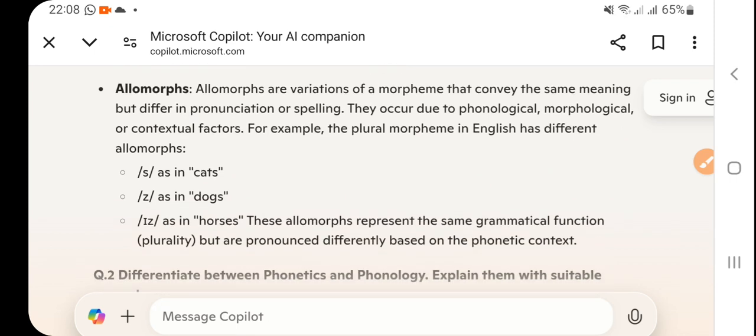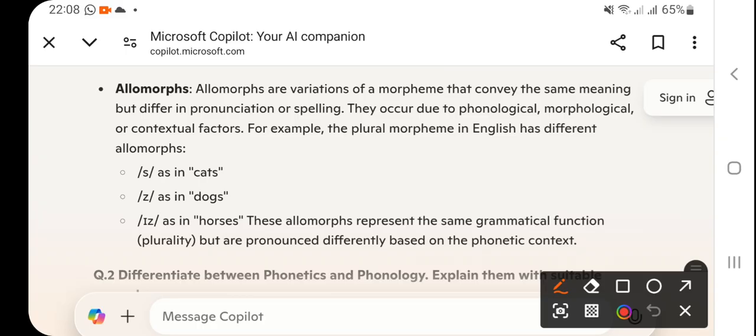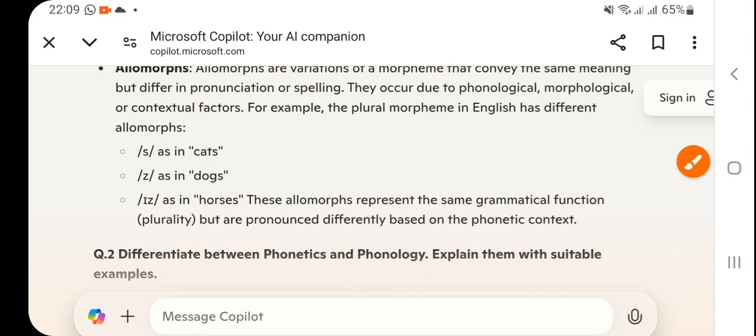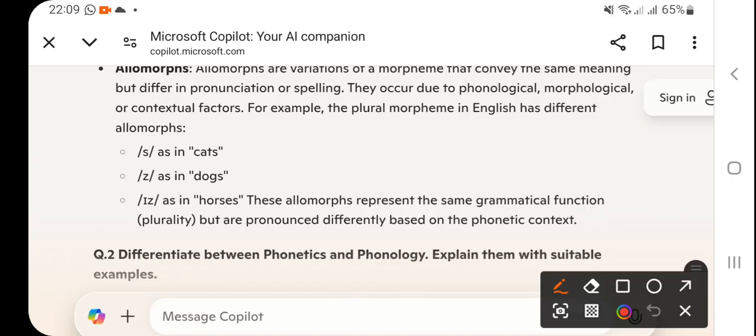Allomorphs are the variations of a morpheme that convey the same meaning. Here also they convey the same meaning, but differ in pronunciation and spelling. They occur due to phonological, morphological, and contextual factors.